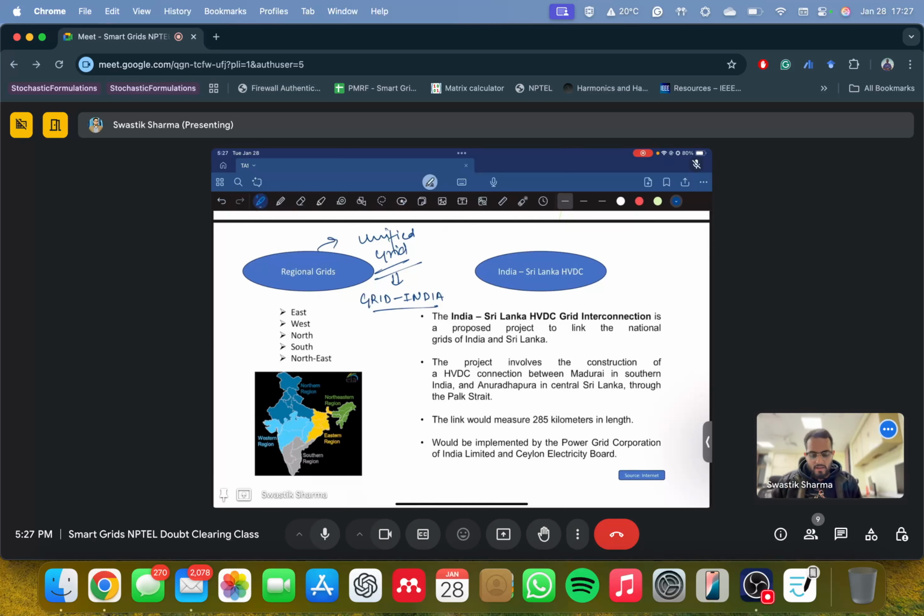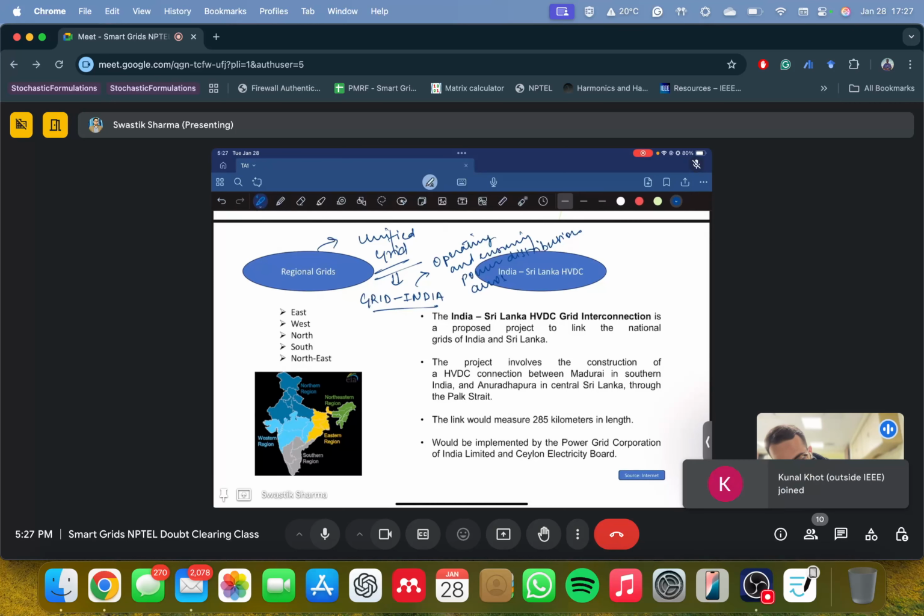Grid India is mainly responsible for operating and ensuring power distribution across India, right? They have to ensure that supply and demand are balanced.